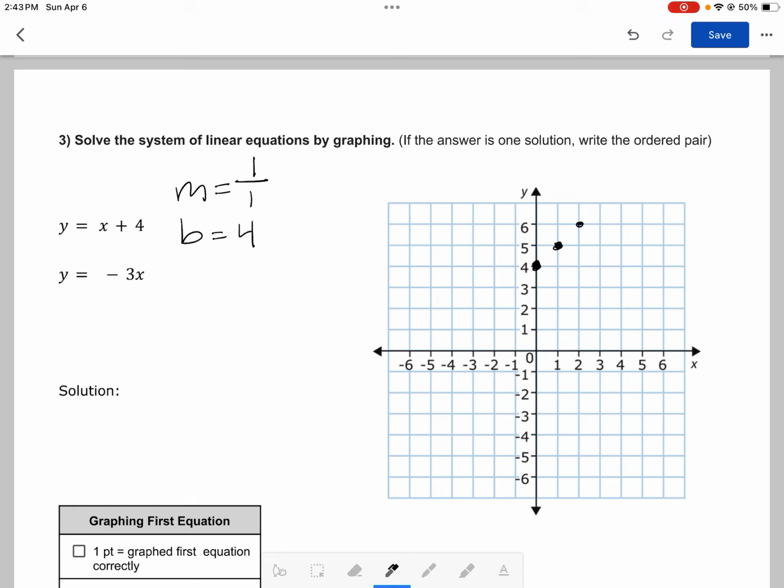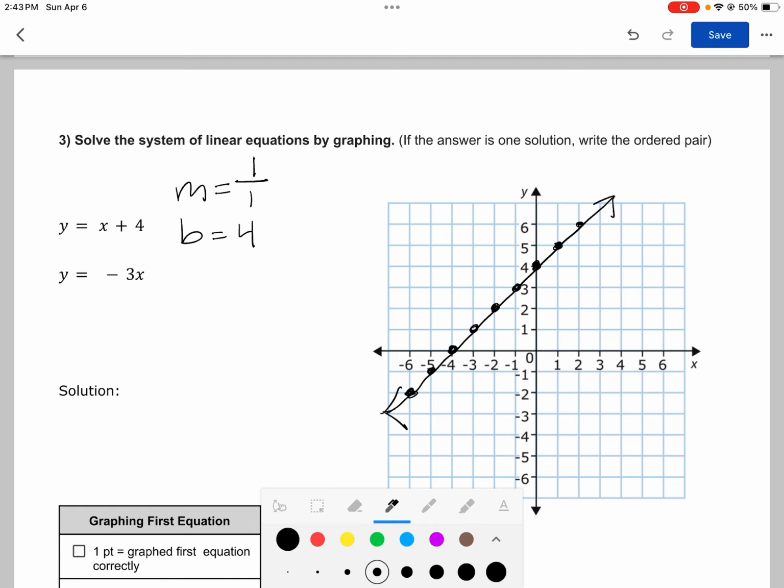Up 1 over 1. I'm going to do the opposite. I'm going to go down 1 to the left 1, down 1 to the left 1, and keep plotting this way. I want to get as many points as I can. You don't need to plot this many points. I just want to make sure that when I plot my lines, I have enough so that I can see where they cross. So that's my first equation.